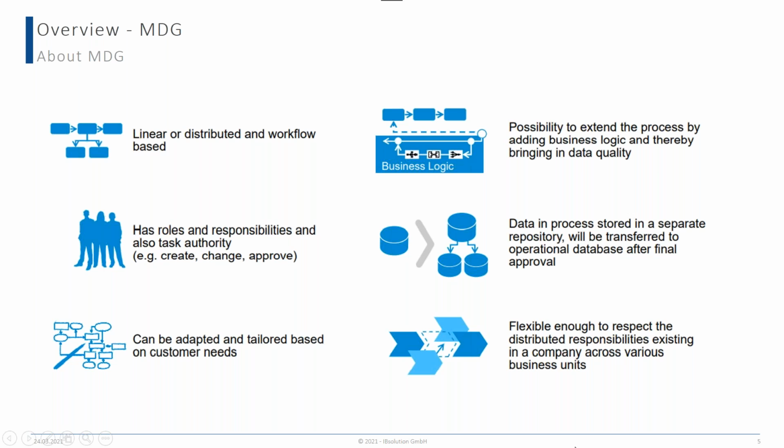And the next thing, if we talk about the distribution, in case we have MDG as a hub system, then it's easily manageable to distribute the data from MDG to either non-SAP systems or SAP systems across the company to the different business units. It's easily done.